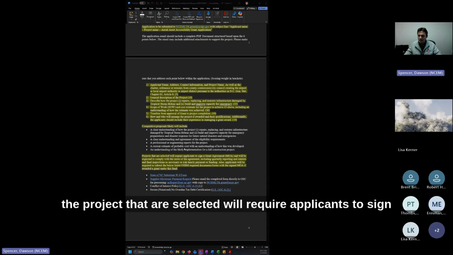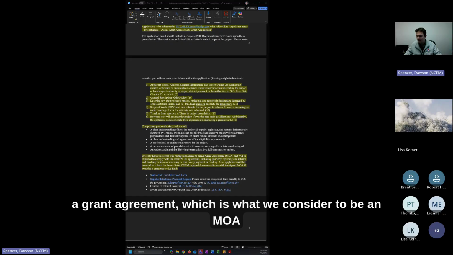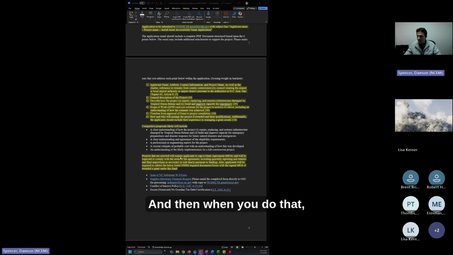And then lastly, the projects that are selected will require applicants to sign a grant agreement, which is what we consider to be an MOA. And when you do that, you must submit the following forms to OSBM to be considered applicable as well.